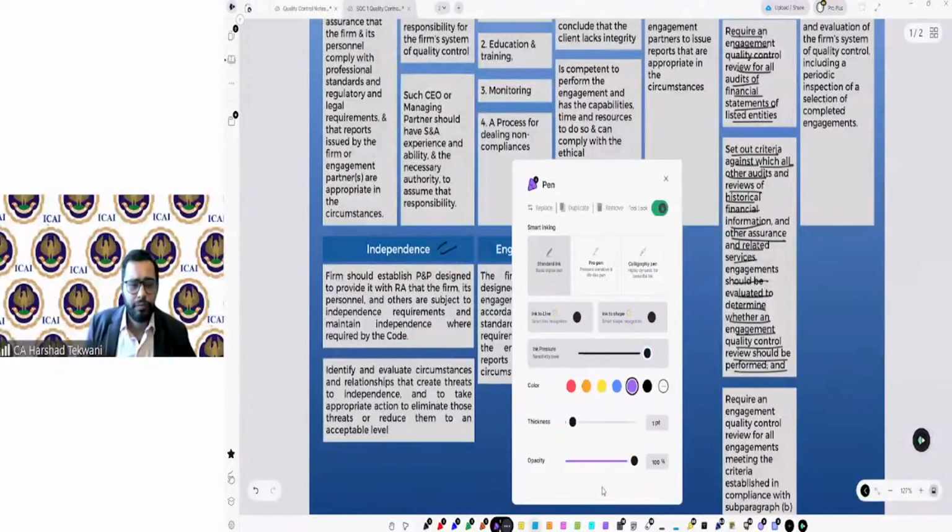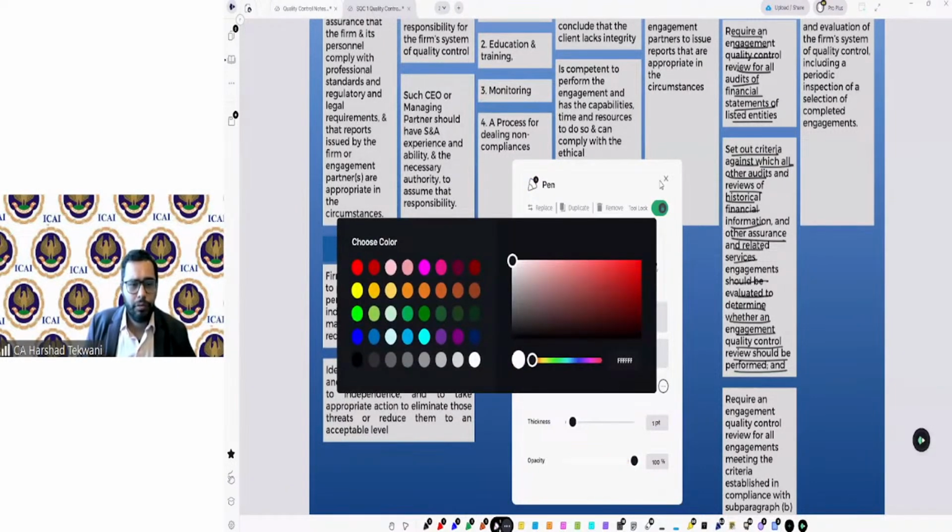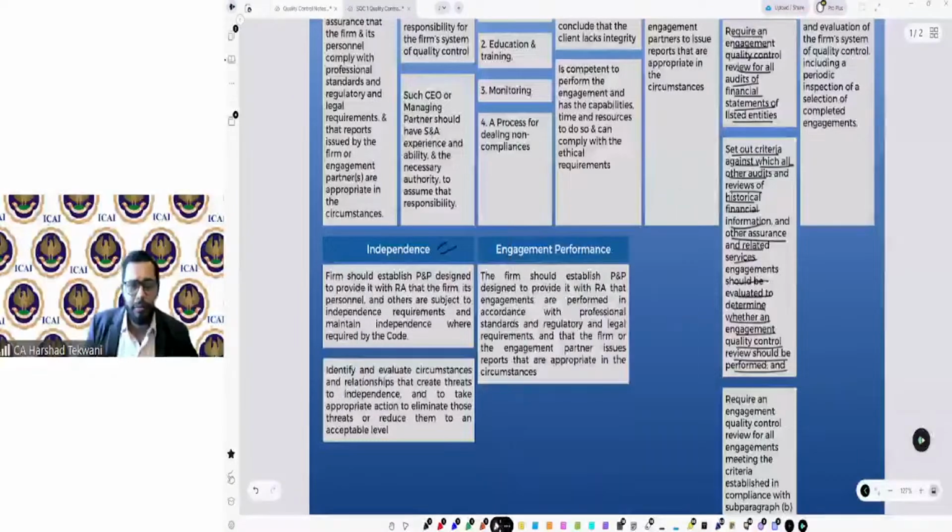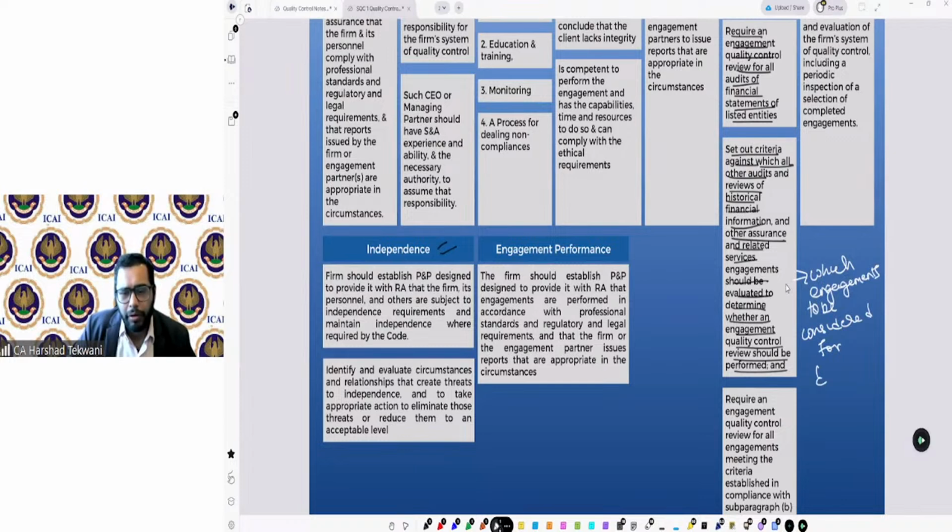So you can say this provides which engagements are to be considered for EQCR other than audit of listed entities.